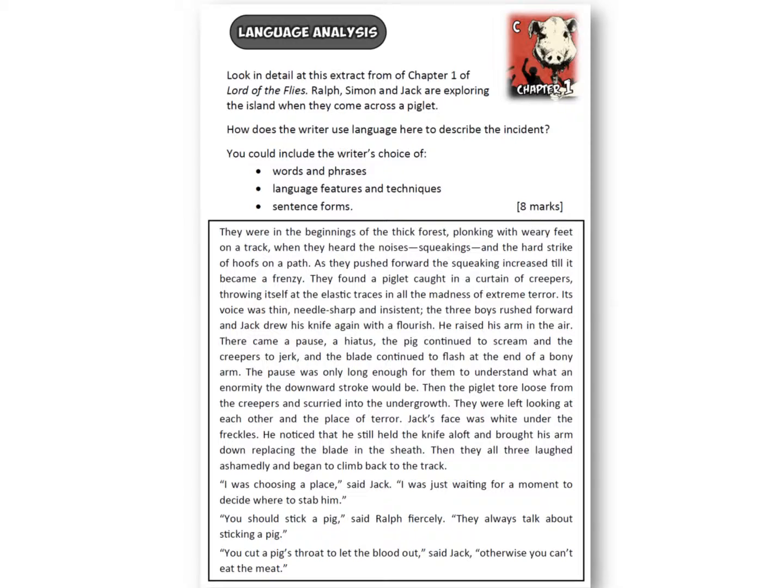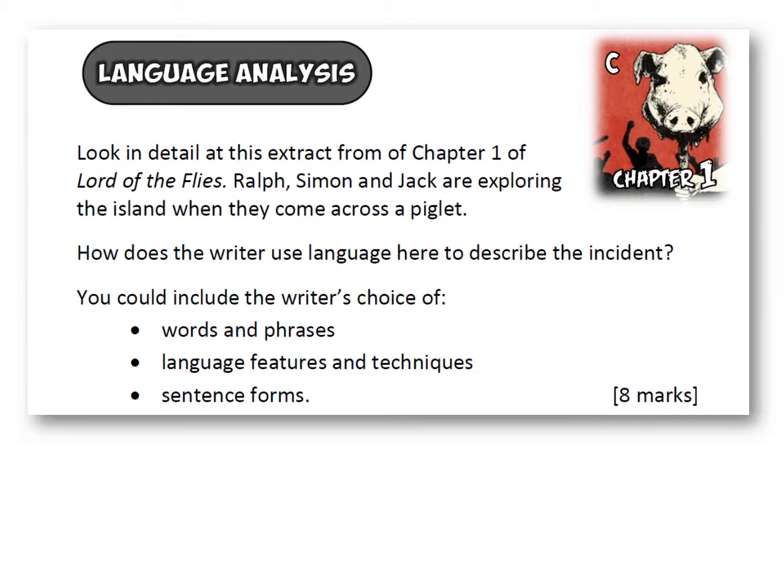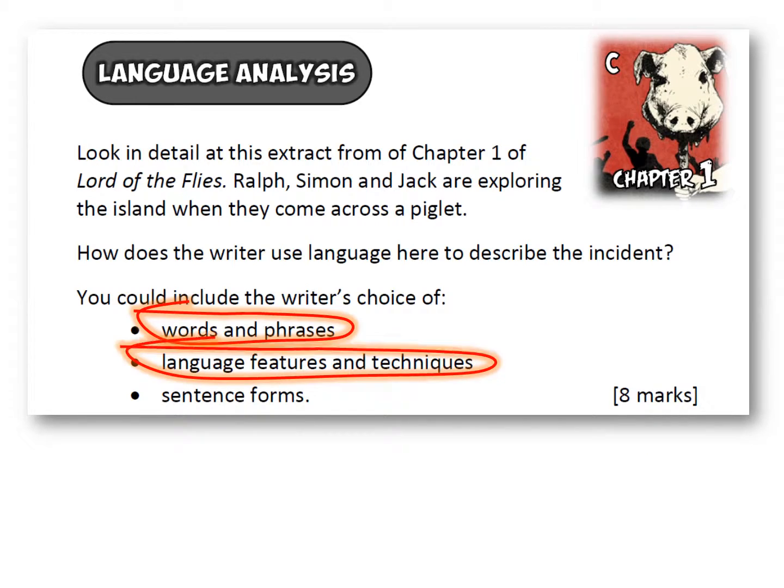So you'll need the question. We've gone for C from chapter 1. Make sure you have that. So here's an example of a question, and it essentially asks you to do three things. It begins by saying, look in detail at the extract, then how does the writer use language here to describe the incident? And then here come the three things. You could include the writer's choice of words and phrases, language features and techniques, and finally sentence forms.